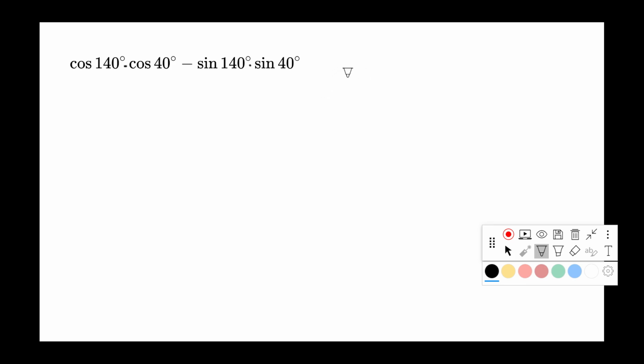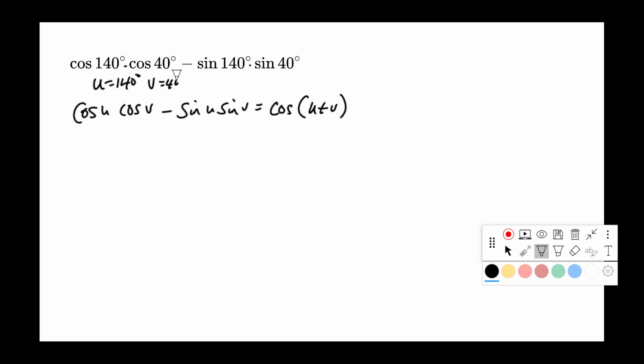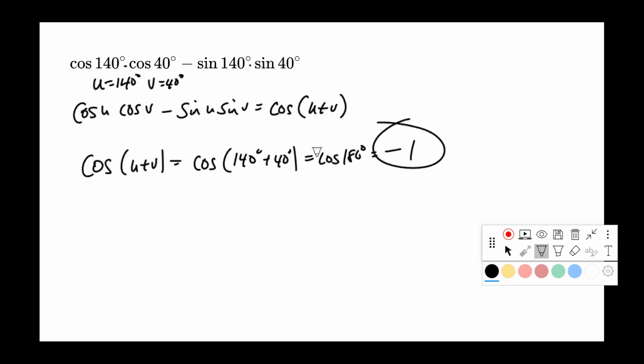So this is, if we look at it, cosine u cosine v minus sine u sine v. That one matches cosine u plus v. Okay, u plus v, right? So what am I asking you to do? I'm asking you to make u 140 degrees, v 40 degrees, and find for me the cosine of u plus v. So that's the cosine of 140 plus 40. That's the cosine of 180. The cosine of 180 is negative 1, and that's the answer. So you can also use these from right to left as opposed to left to right.